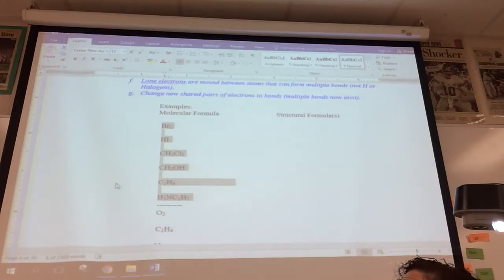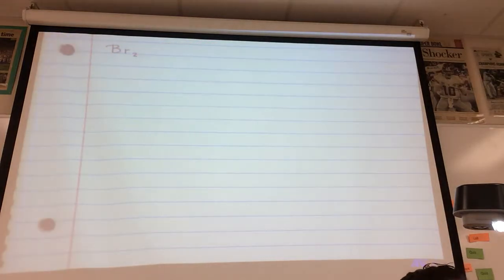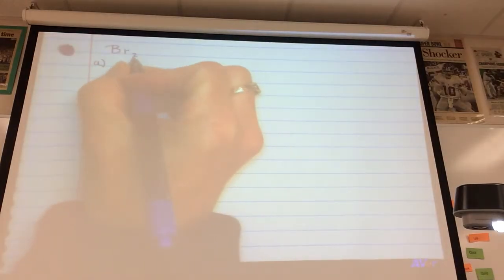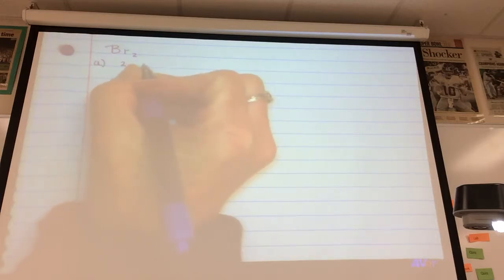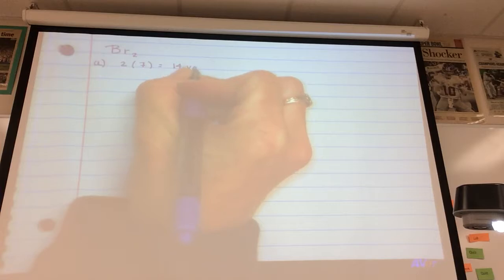Alright, we're going to walk through very carefully. Bromine is the molecular formula, Br2. We want to figure out its structural formula, and we can do so in a series of simple steps. The first thing we want to do is determine the total number of valence electrons. I'm going to label this A for step A. I have 2 bromine. Bromine's in group 17 and therefore has 7 valence electrons. 2 times 7 is 14 valence electrons.